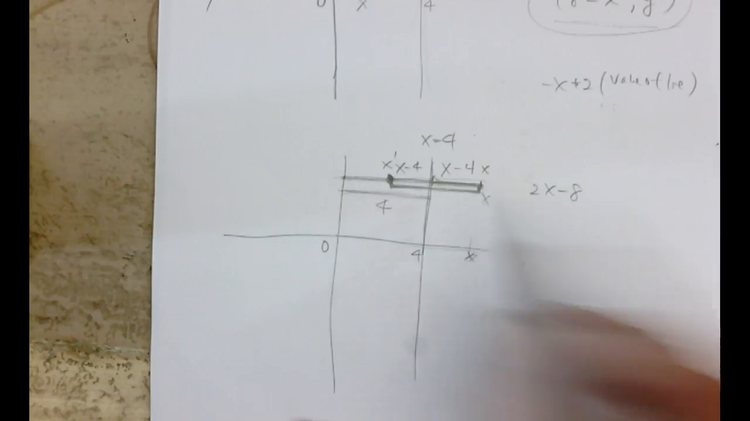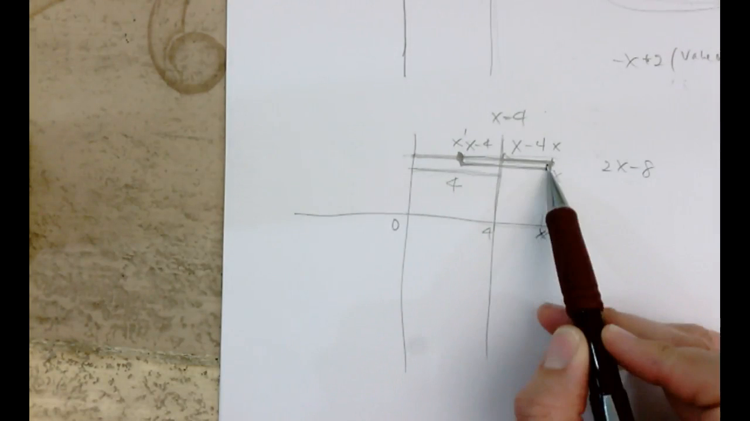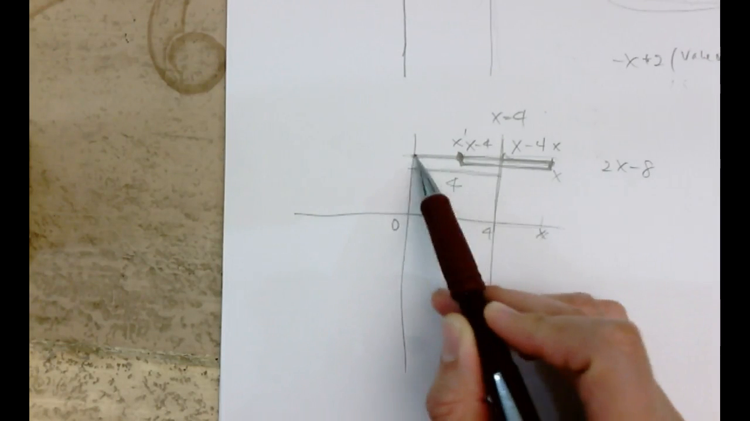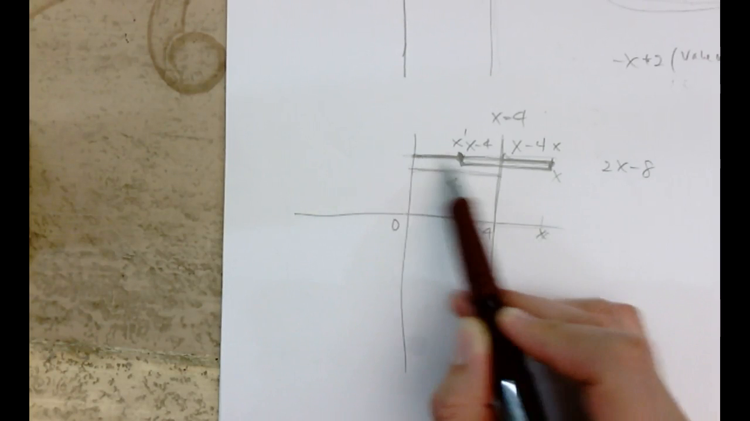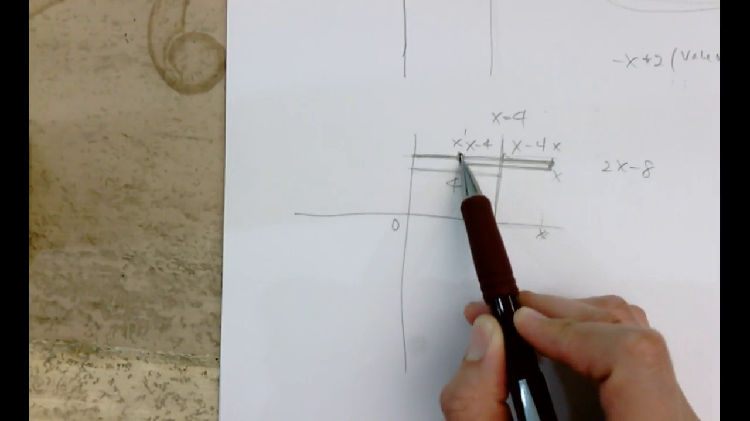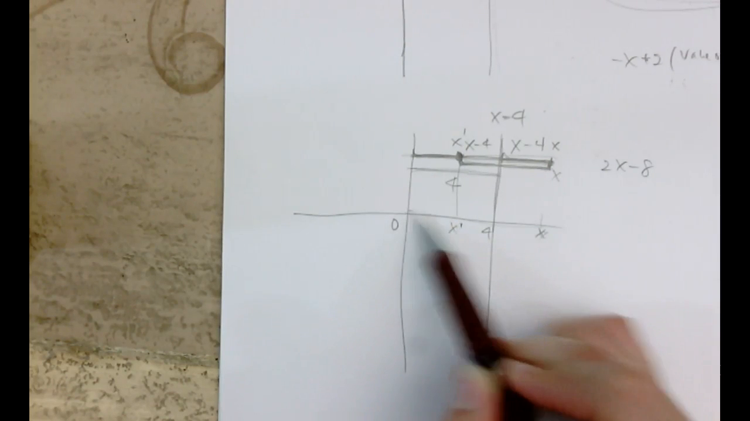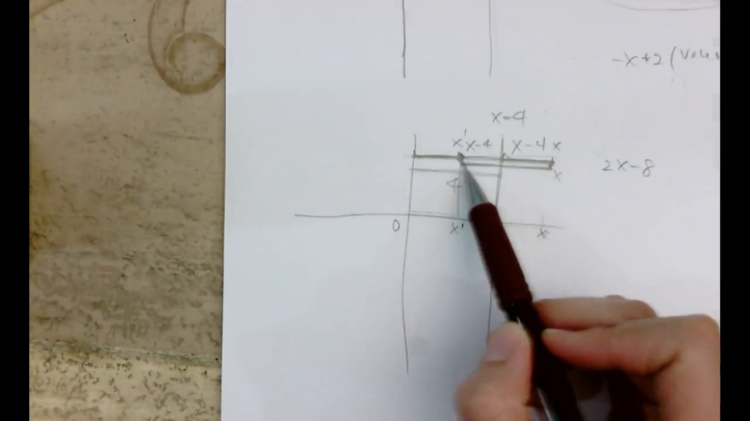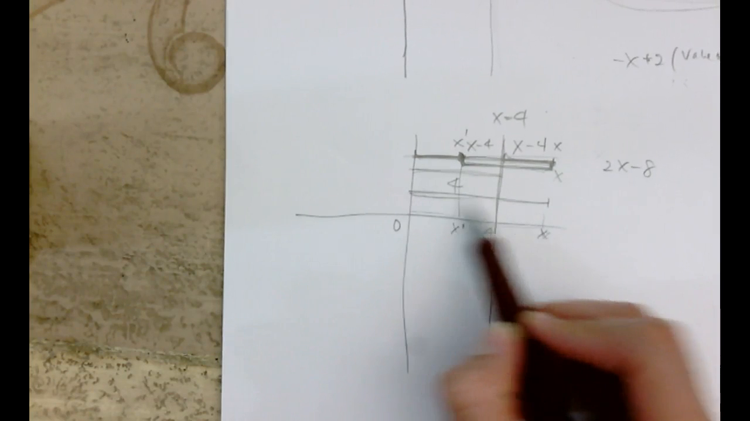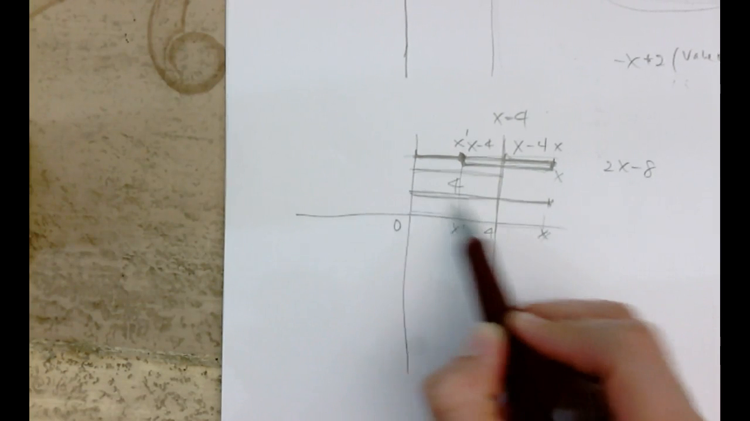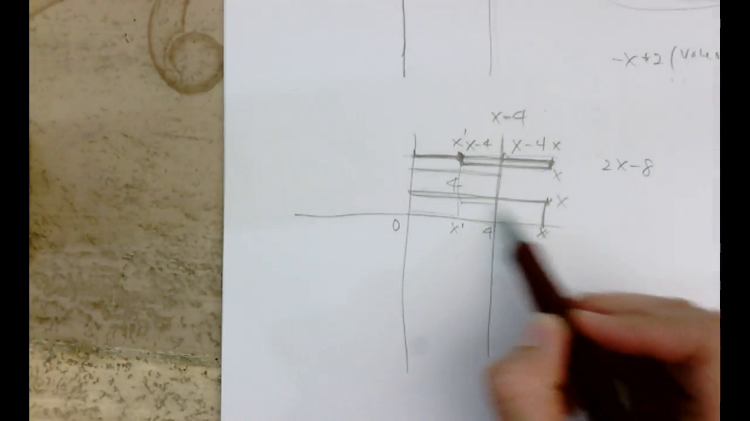So this distance right here is 2x minus 8, but we don't want this. We want this distance right here. So how do we get this distance? Because this is the distance that will give you the coordinate from 0 to x1. This is what we are looking for, right? We know this, we also know this. What's the whole thing? The whole thing is x.